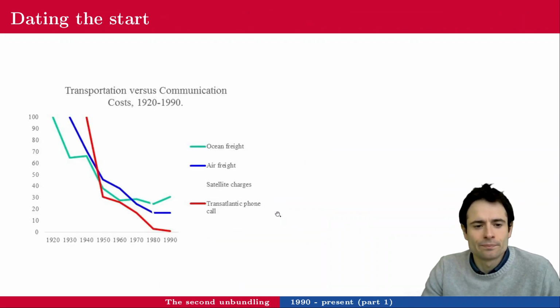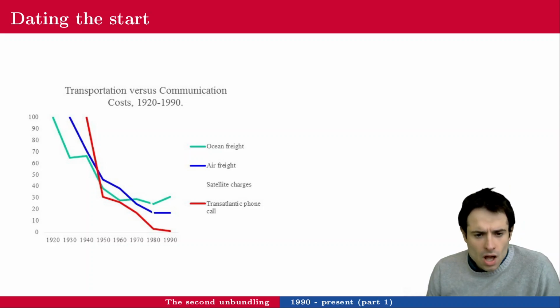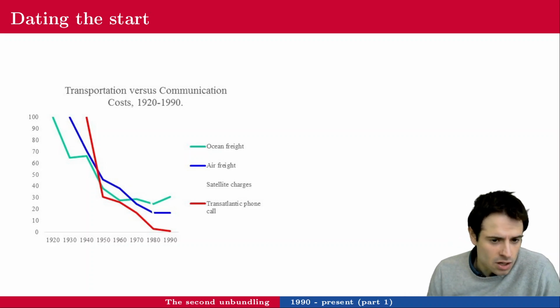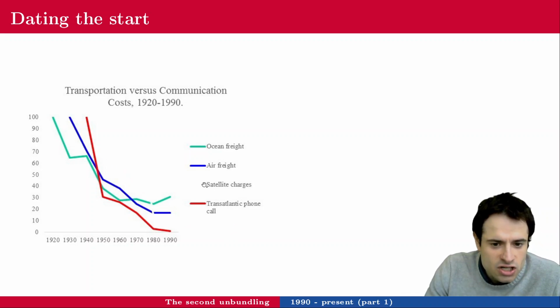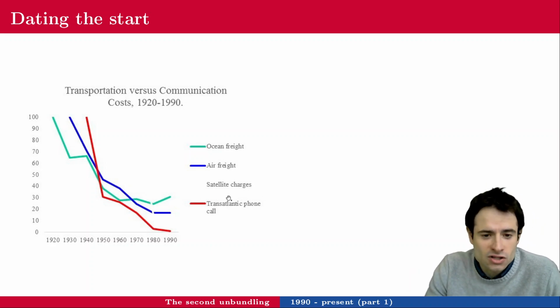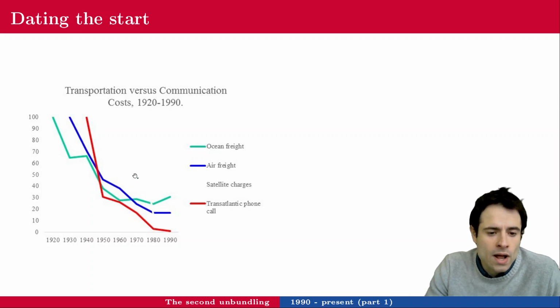So let's date the start. Here is a graph showing the transportation versus the communication costs from 1920 to 1990. Unfortunately, the graph looks bad because somebody put a curve in white, so we can barely see that the satellite charges, which is actually communication costs, decreased very sharply. You can only see that there is a sharp decrease in those costs around the 1980s. All costs decreased otherwise, so ocean freight, air freight, and so on.